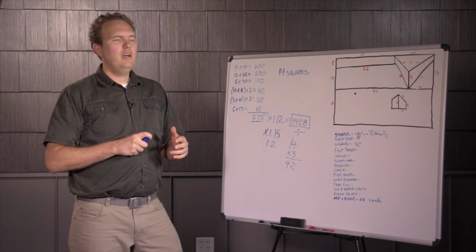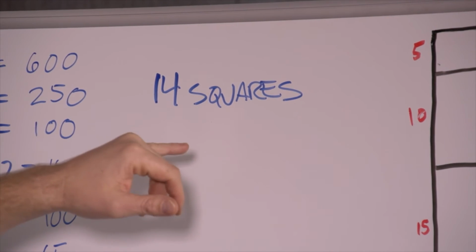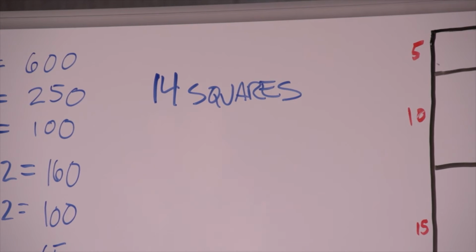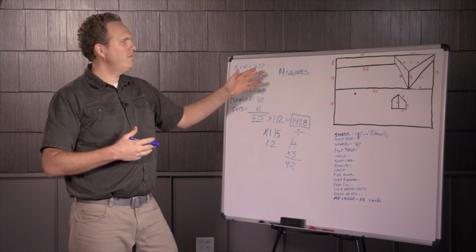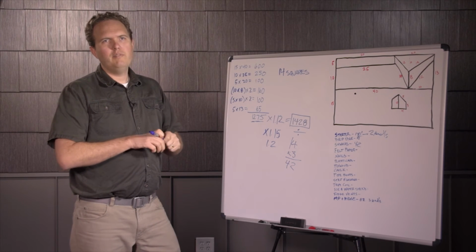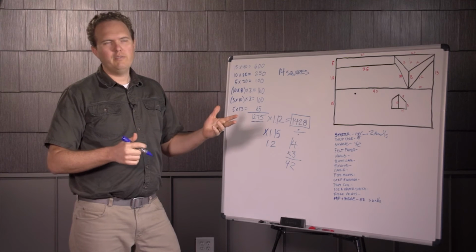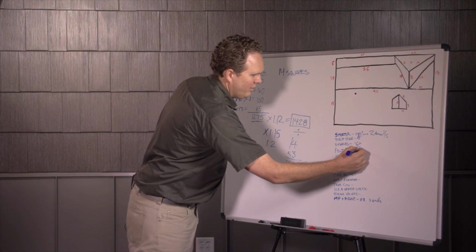So I take the number of squares we have, which is 14, and divide by 2, which is going to give us 7 rolls. Again, you always want to round up. So 14 divided by 2 is a nice even number, but if we got a 7.3, you'd always want to round to 8. So I'm going to put that down here.